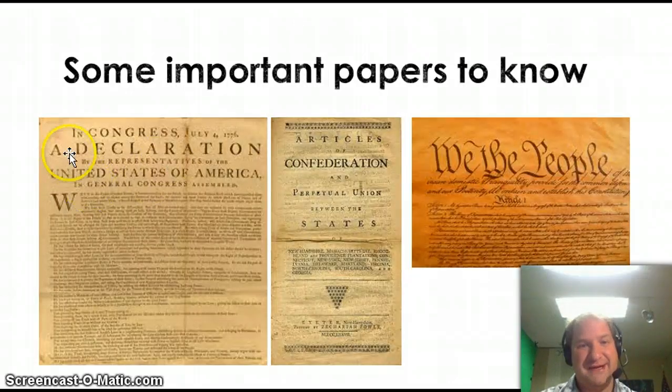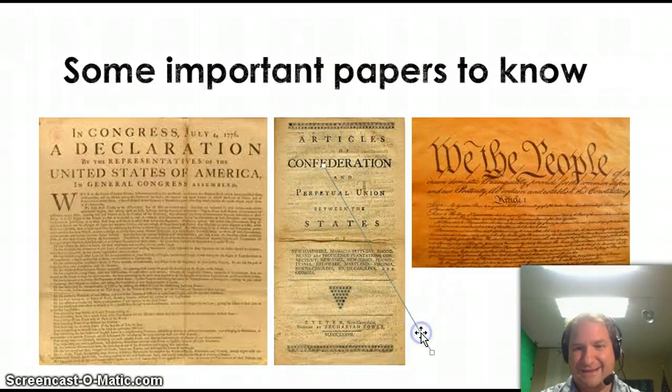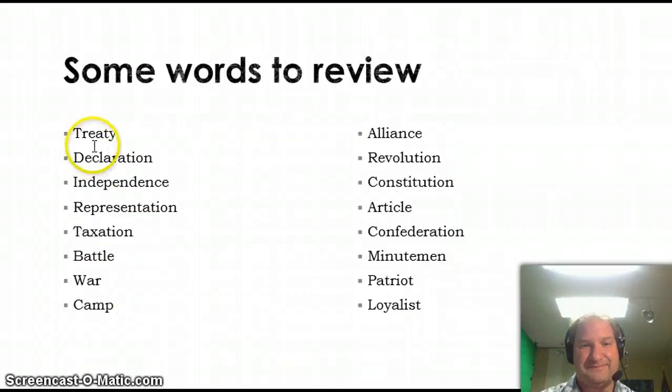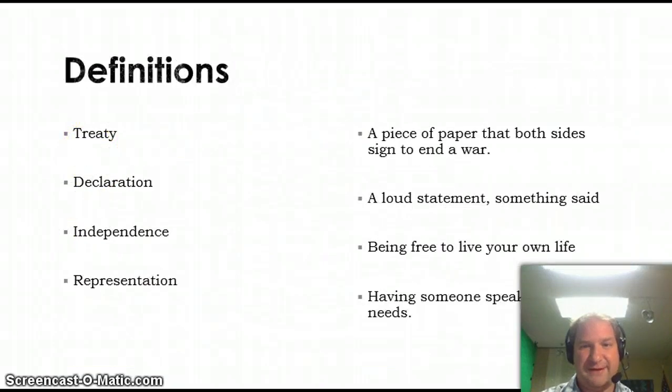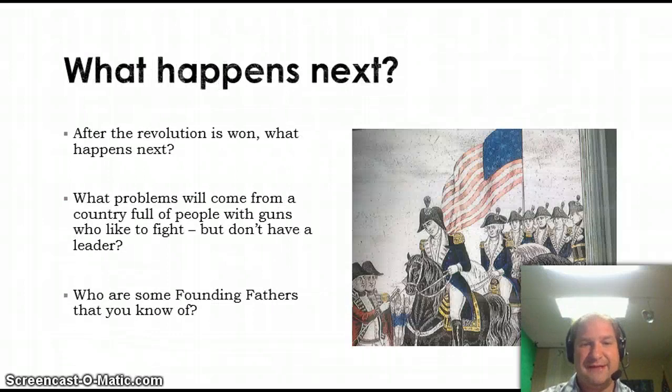Some papers to know. Here's the Declaration of Independence. We're free from England. Articles of Confederation. Your history teacher will tell you all you have to know is this did not work. Our first try at a government, it wasn't a good one. Not a good try. And then this is what we still go by today. So some words to review. There will be a quiz on these. I posted the definition. We'll go over them in the live classes.